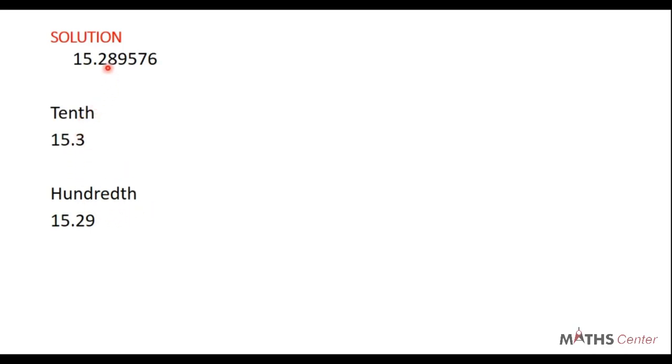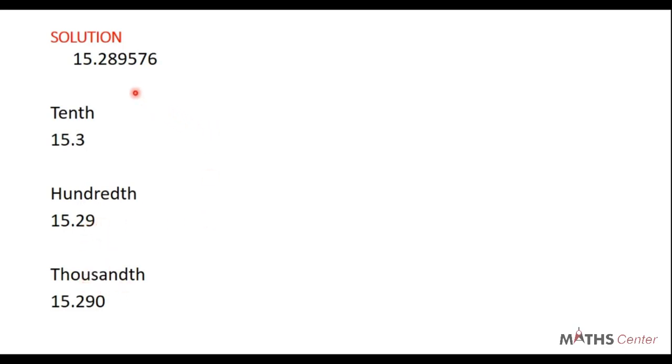So here, if you are rounding it to 2 decimal places, we look at the number in the position of the hundredth, or 2 decimal place. That number is 8. The number after it is 9. Now, because it is 5 or above, we are going to add 1 to the 8 to make it 9. So we have 15.29.